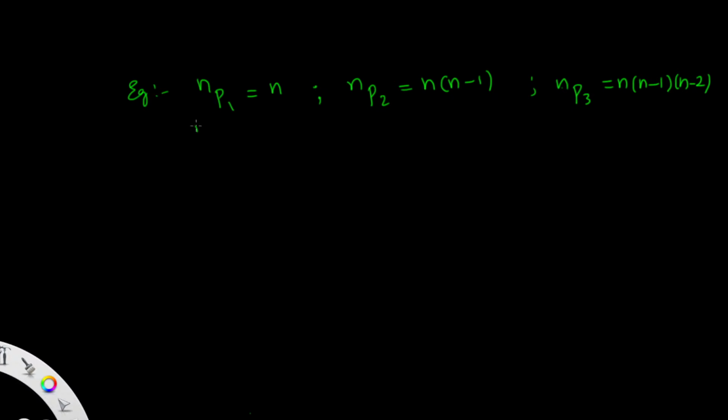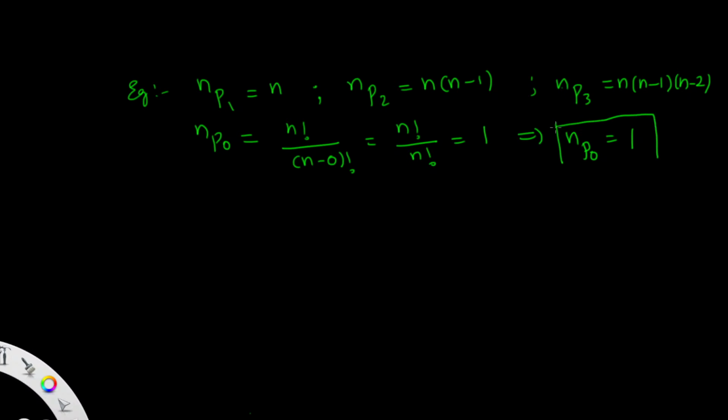Similarly, we can write nP0. What is the meaning of nP0? Substitute in the formula: if r equals 0, we get (n minus r) factorial as n factorial, so nP0 equals 1. That is the formula for nP0. The nP0 value is nothing but 1.